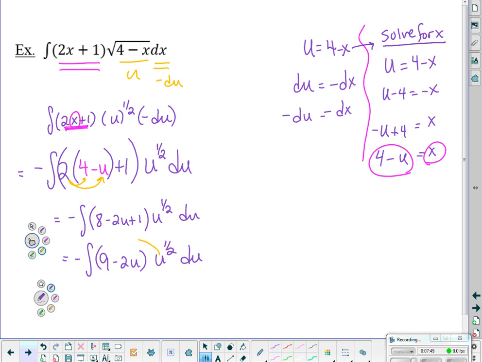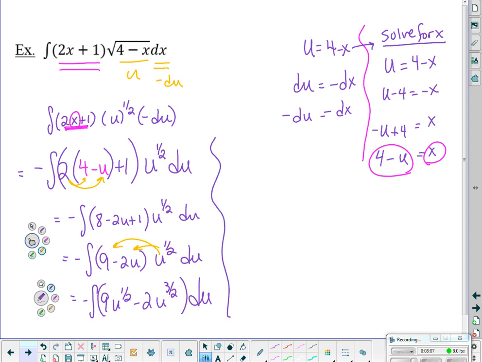Yep, you're right. Let's distribute. Keep simplifying before we integrate. And that'll give us a 9u to the 1/2 minus 2u to the 3/2. Add those exponents. And that's a du out there.